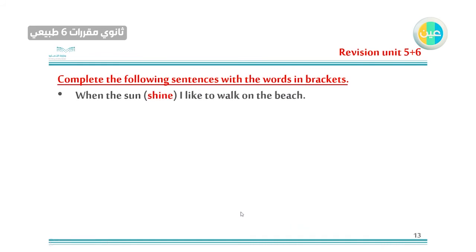When the sun shines, I like to walk on the beach. Is there any conditional here? Do we have a result clause and an if clause, is it something possible to happen or imaginary, or is it just a general truth? Yes, it's a general truth about me. So when the sun shines, I like to walk on the beach. There is no will or would.